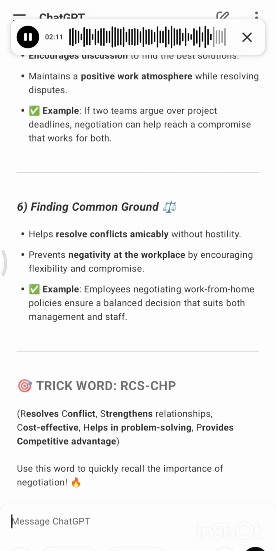Trick word, RCS: resolves conflict, strengthens relationships, cost effective, helps in problem solving, provides competitive advantage. Use this word to quickly recall the importance of negotiation.